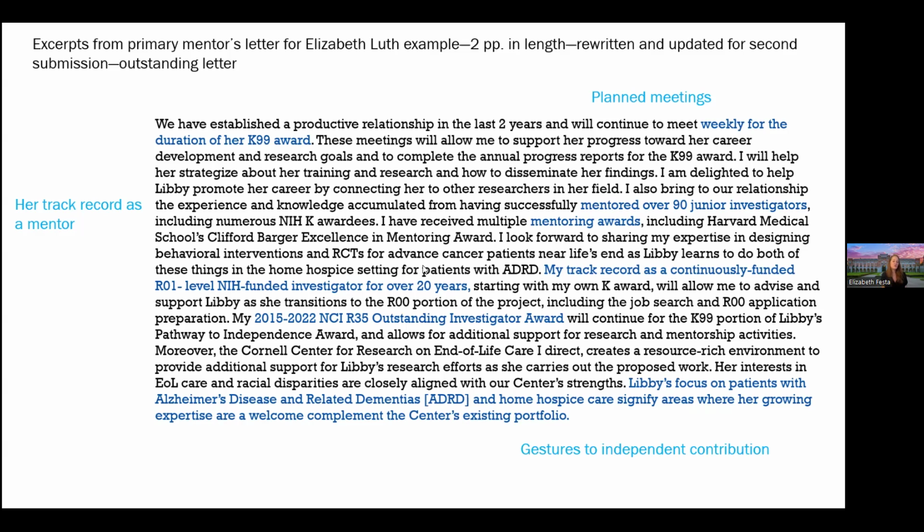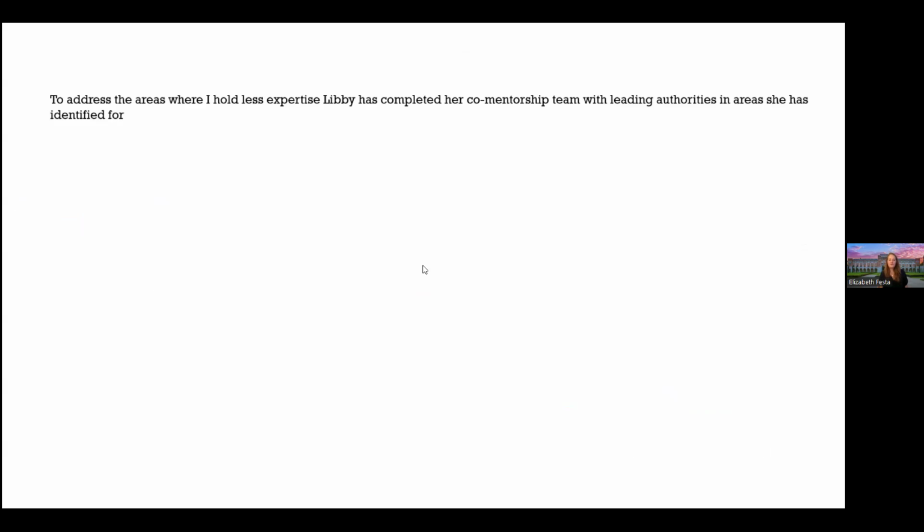She doesn't say it as directly as she might. If I was editing, I might say to make it a little bit more direct. But she does identify where her growing expertise complements the center's existing portfolio, meaning that expertise isn't already within the portfolio. So I really liked that aspect of it. And then she adds this paragraph.